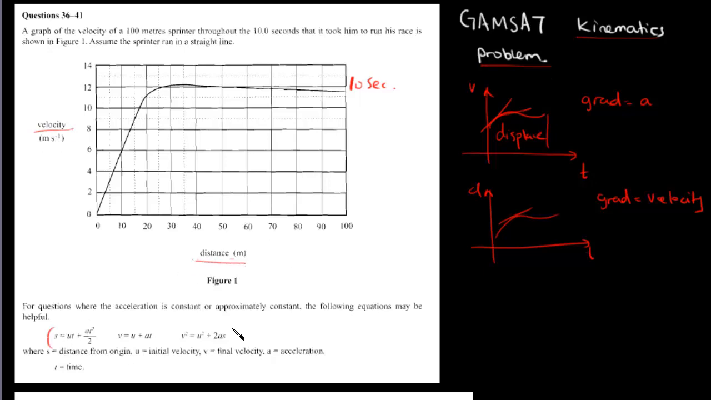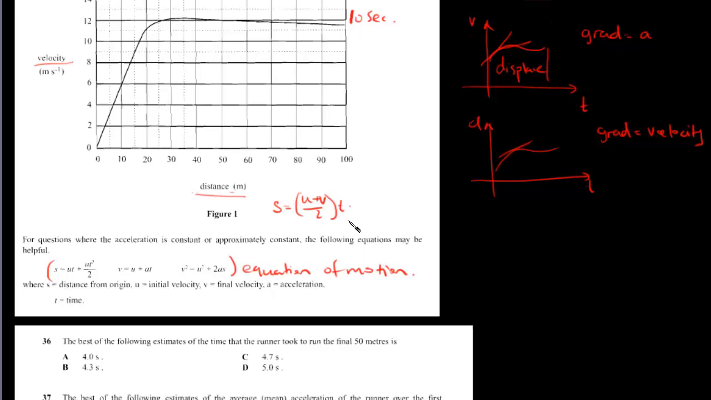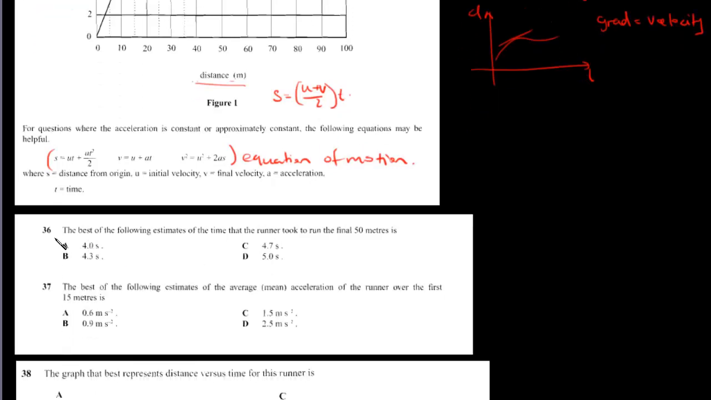And these are the equations of motion. I think we went through that in the previous lecture. One equation that's missing from here is s equals the average velocity times time, right? Let's have a look at question 36. In this question, you don't need any of these equations. So let's have a look.